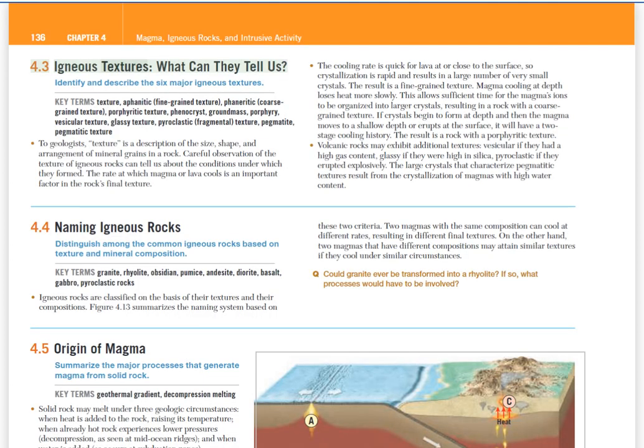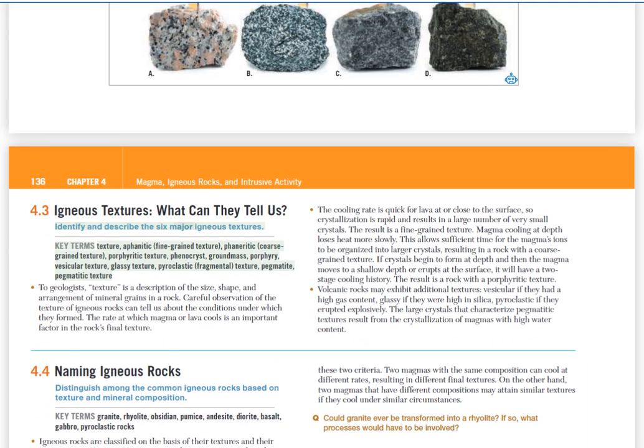4.3 Igneous textures, what can they tell us? Identify and describe the 6 major igneous textures. Key terms: texture, aphanitic, phaneritic, porphyritic texture, phenocryst, groundmass, porphyry, vesicular texture, glassy texture, pyroclastic texture, pegmatite, pegmatitic texture.